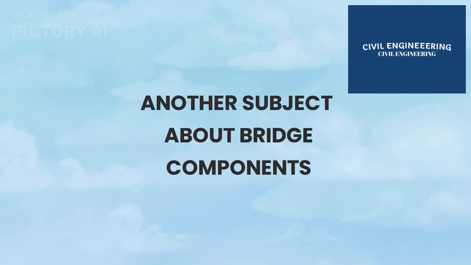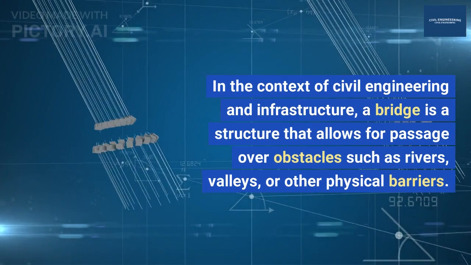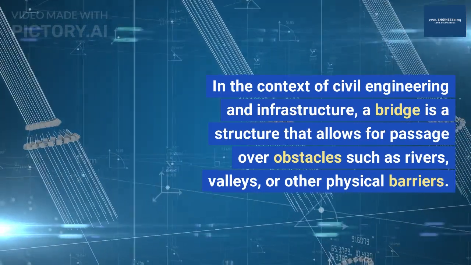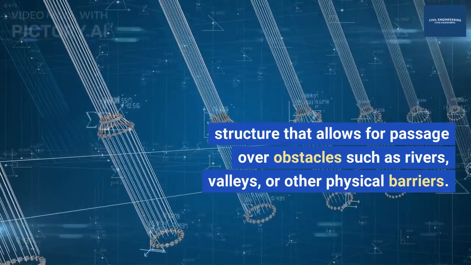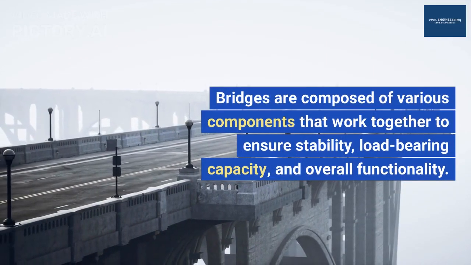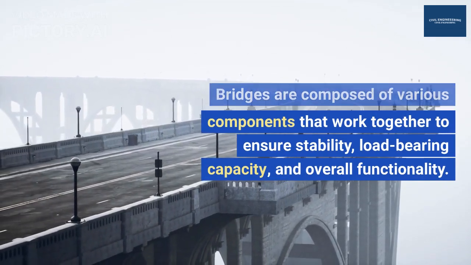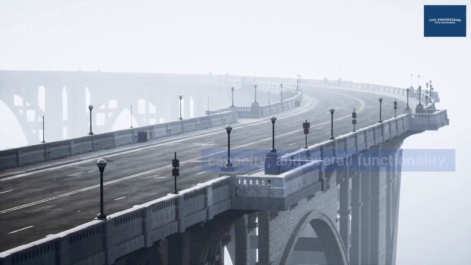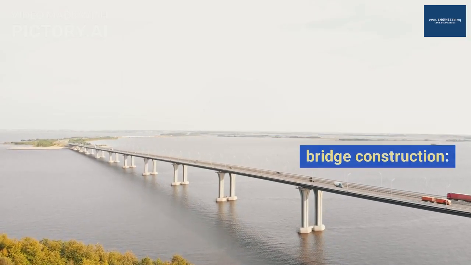Another subject about bridge components. In the context of civil engineering and infrastructure, a bridge is a structure that allows for passage over obstacles such as rivers, valleys, or other physical barriers. Bridges are composed of various components that work together to ensure stability, load-bearing capacity, and overall functionality. Here are some of the key components commonly found in bridge construction.